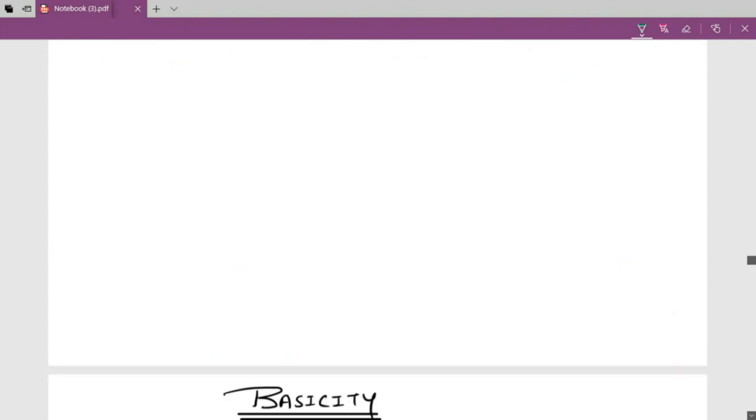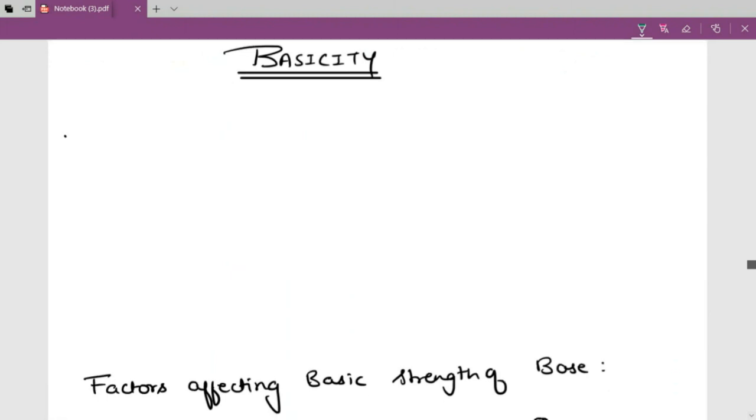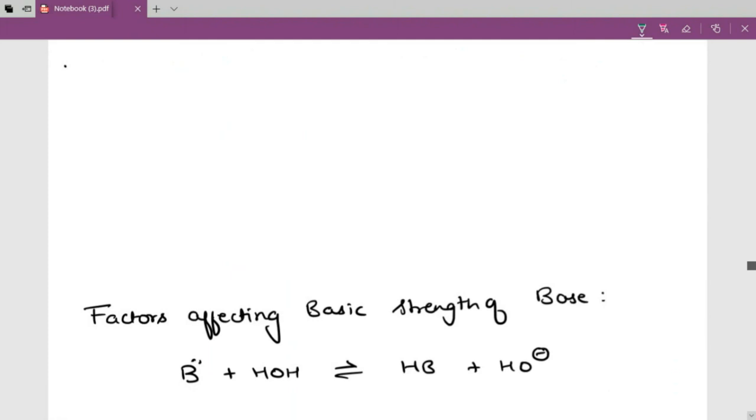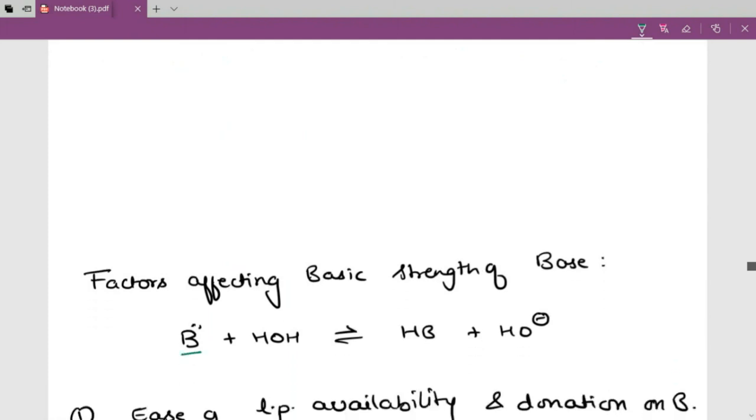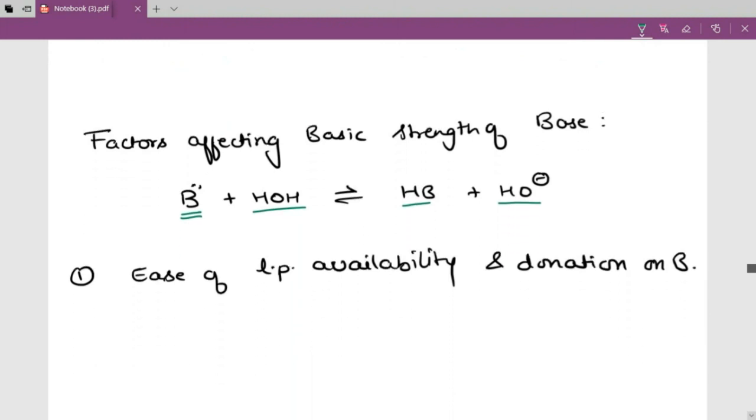Moving next. Today we'll have a little longer lecture because the topic is quite extensive. Basicity. Now, what do we mean by basicity? That there is something which can donate a lone pair, or I can say accept a proton, forming HB+ and OH minus. This is what we want to say about basicity.